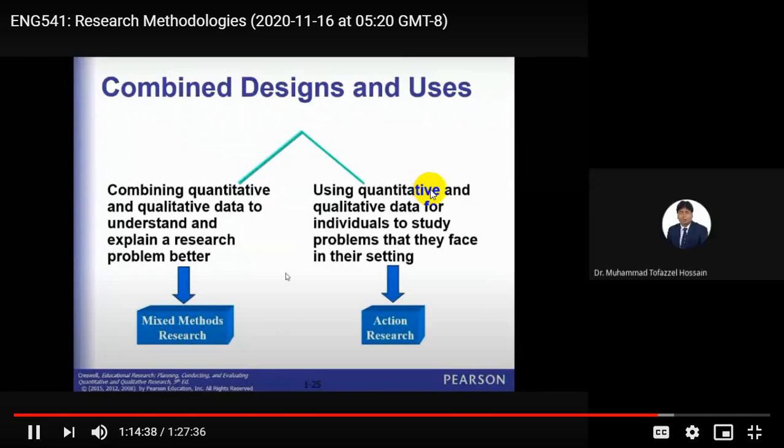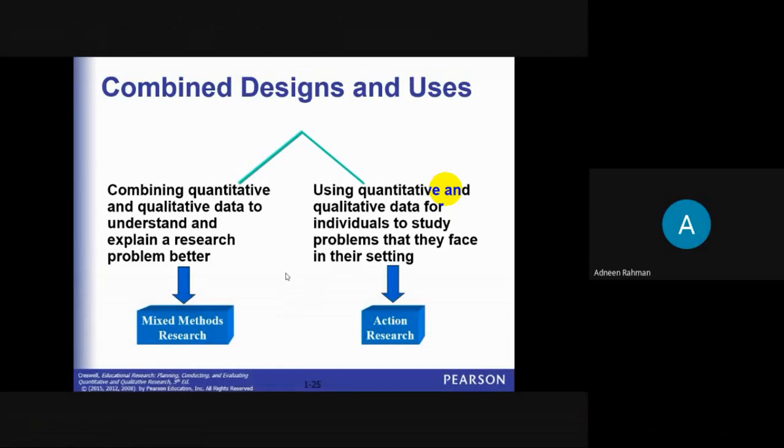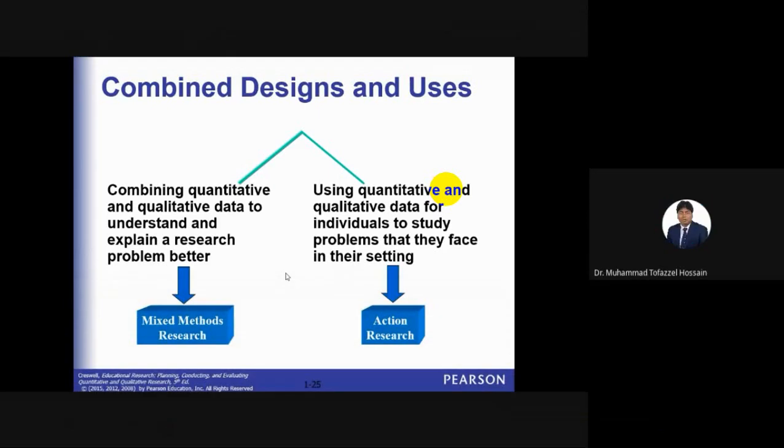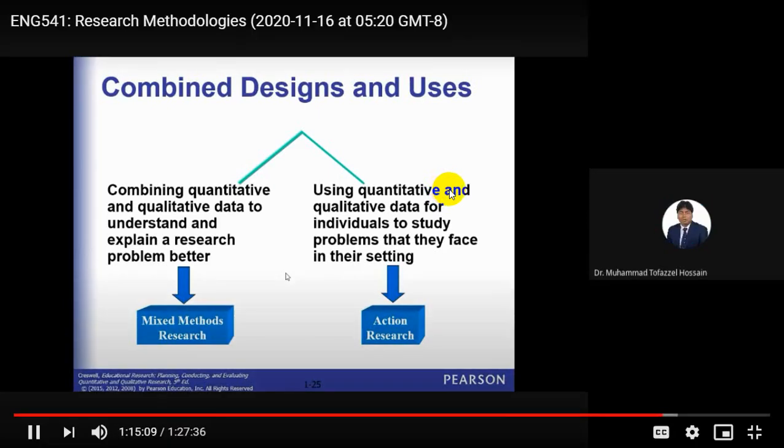So the last one is combined designs and uses. Combined designs and uses are divided into 2 parts. One is combining quantitative and qualitative data to understand and explain a research problem better. Mixed method research is under this part. Another part is using quantitative and qualitative data for individuals to study problems that they face in their setting. In this part, there is action research.